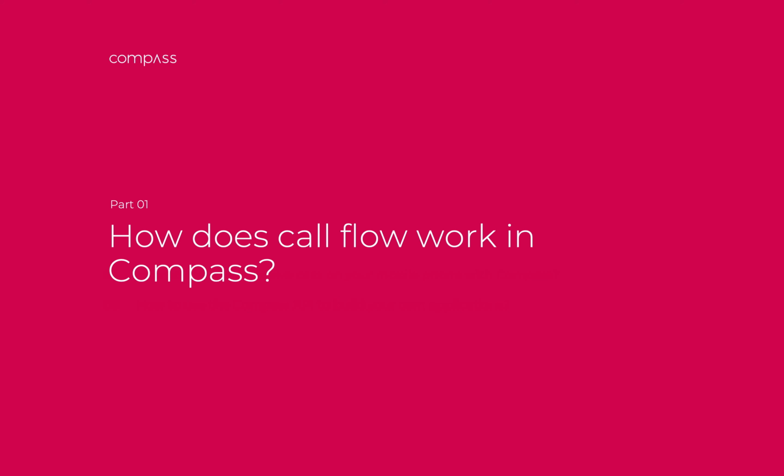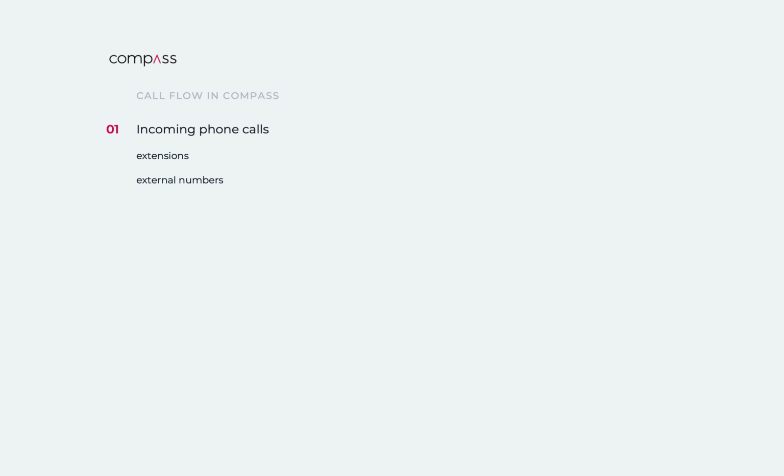Let's start. How does the call flow work in Compass? I will explain this with a simple flowchart. The first step, incoming phone calls. Just as any other telephony system, phone calls need to be received on the PBX. We do this with extensions and with external telephone numbers called external numbers.